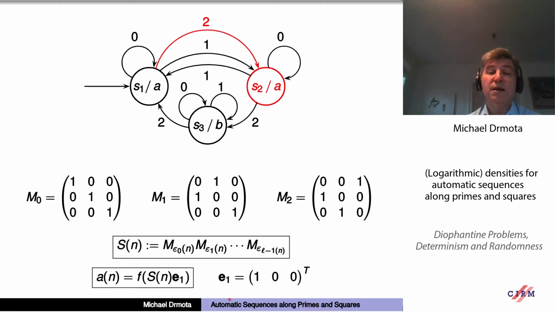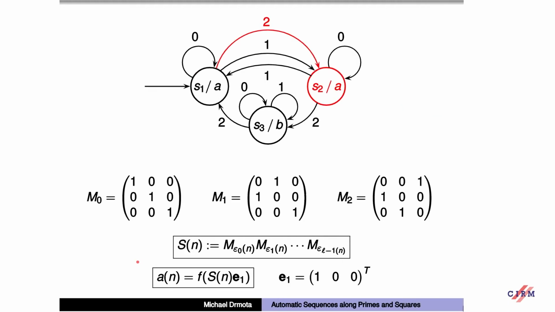So in general, if you have an input n with digits epsilon L minus 1 up to epsilon 0, this product encodes where you are in the automaton. You just multiply it with the first unit vector and read off some function. So here this is A, B, and A, for example. This gives us a possible representation of an automatic sequence. This is just one particular approach to automatic sequences. There are others. For example, you can use fixed points of morphisms on finite alphabets, but I will not go into this language here.